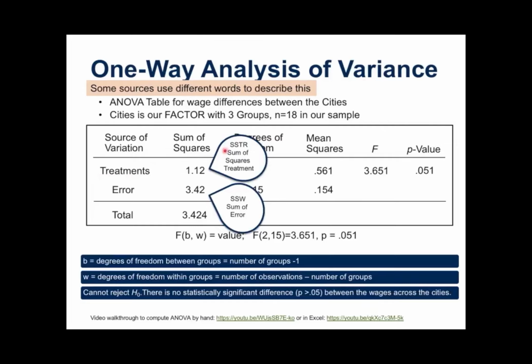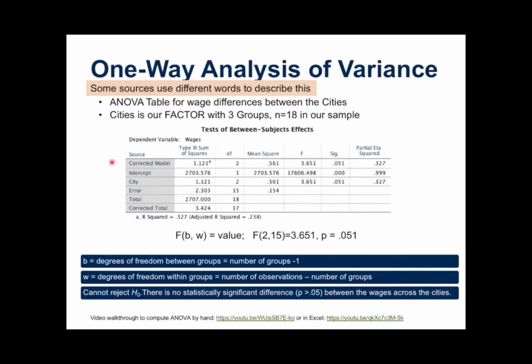If it is called treatment, then sometimes it's labeled sum squares treatment, or SSW sometimes, or sum squares error. Again, the W would be within, or this could even be labeled SSE, sum squared error. It can also be called a factor. So sometimes they refer to these things as factors. In this case, we did have a factor of cities. We had 3 groups in that factor in our sample. And so sometimes you'll see that word factor there. These are all different ways of saying the same thing.